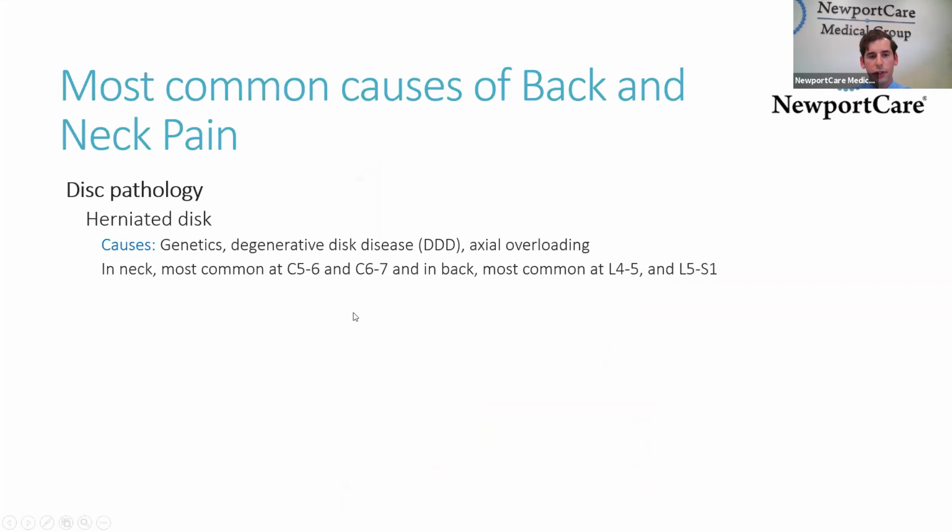There are several different causes of a herniated disc. There's a very important genetic factor to those who are predisposed to herniated discs, but also degenerative disc disease is a very common cause of herniated discs, and axial overloading, which is what I mentioned briefly earlier. When we're sitting or bending forward, we're putting a lot of extra stress on those discs, which predispose them to herniating. In the neck, the most common areas of this herniation are at C5-6 and C6-7, and in the back, the most common are at L4-5 and L5-S1.